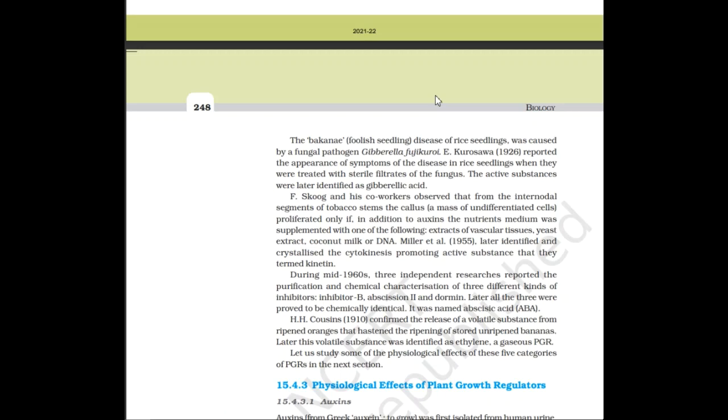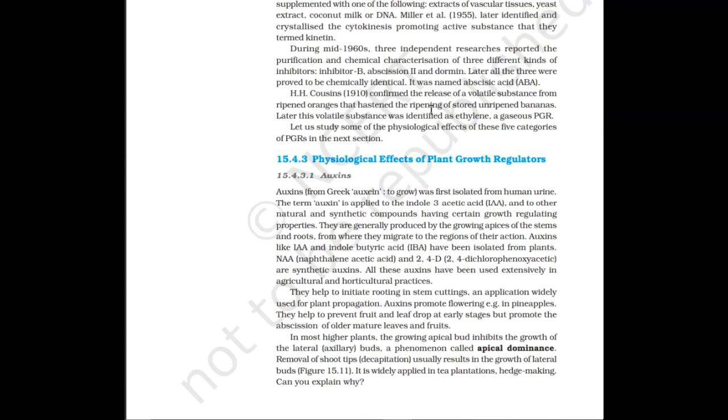F. Skoog and his co-workers observed that from the internodal segment of tobacco stems, the callus, a mass of undifferentiated cells, proliferated only if, in addition to auxin, the nutrient medium was supplemented with one of the following: extract of vascular tissue, yeast extract, coconut milk, or DNA. Miller et al., in 1955, later identified and crystallized the cytokinin promoting active substance that they termed kinetin. During the mid-1960s, 3 independent researchers reported the purification and chemical characterization of 3 different kinds of inhibitors.